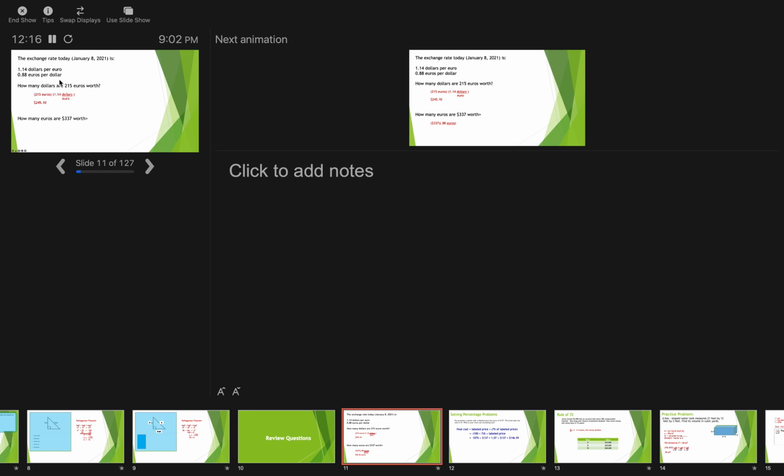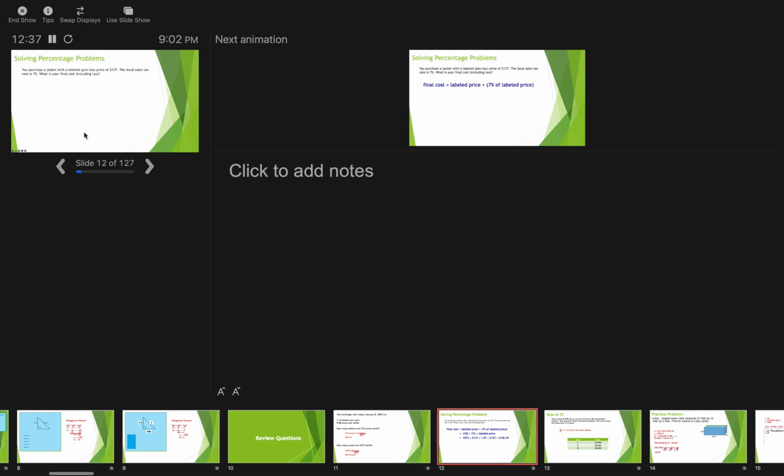As far as the euros and dollars, I have to convert dollars to euros, which means I'm going to use the bottom one because I want the euros left when I'm done. So $337 times 0.88 euros per dollar. Now the dollars can cancel out. And I get 337 times 0.88, which comes to a total of 296.56 euros. All right, next up.